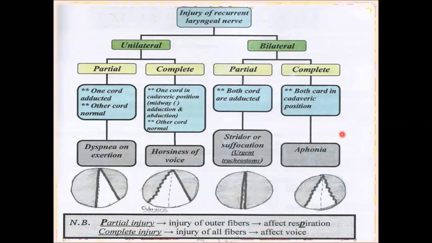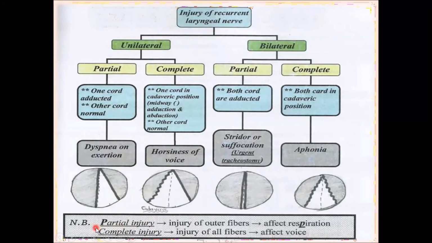This is a busy slide, but you have to remember each and every portion of this slide. This shows that injury of the laryngeal nerve can be unilateral or it can be bilateral. And then it can be partial unilateral or complete unilateral. Similarly, partial bilateral and complete bilateral injuries. And then what happens when these injuries take place? In partial unilateral, there will be dyspnea on exertion, and in complete unilateral recurrent laryngeal nerve injury, there will be hoarseness of voice. Similarly, in partial bilateral recurrent laryngeal nerve injury, there will be stridor or suffocation, which requires urgent tracheostomy, and in bilateral complete recurrent laryngeal nerve injury, there will be aphonia.